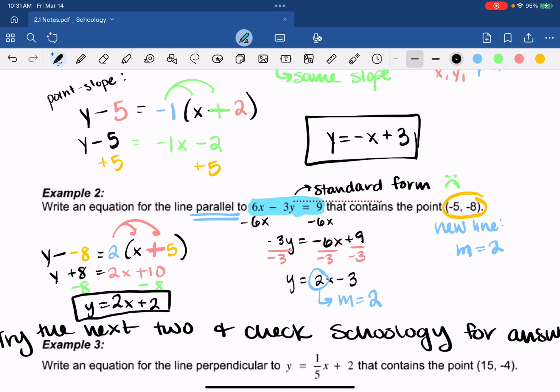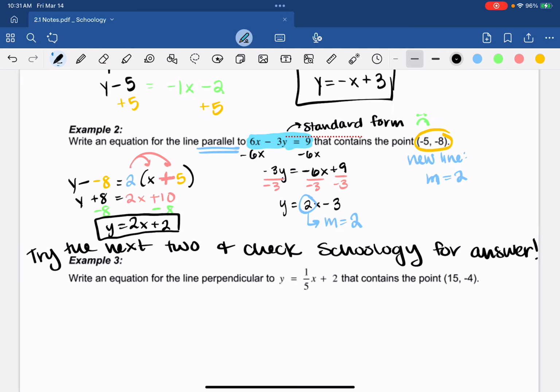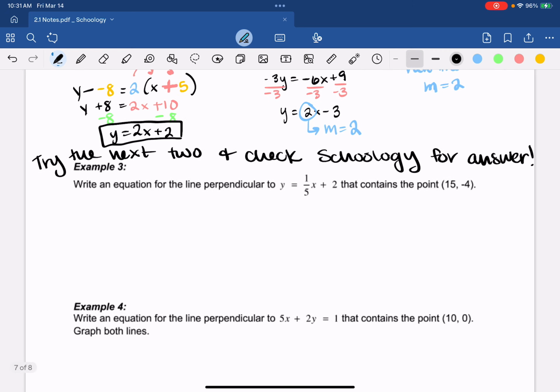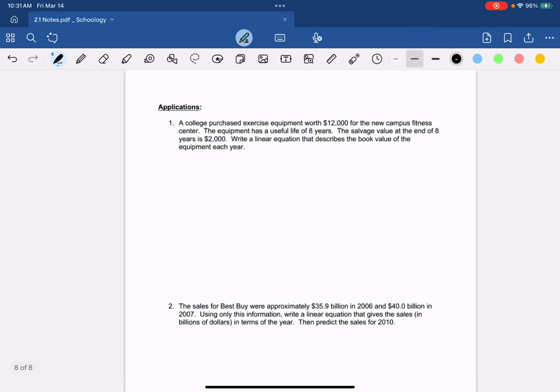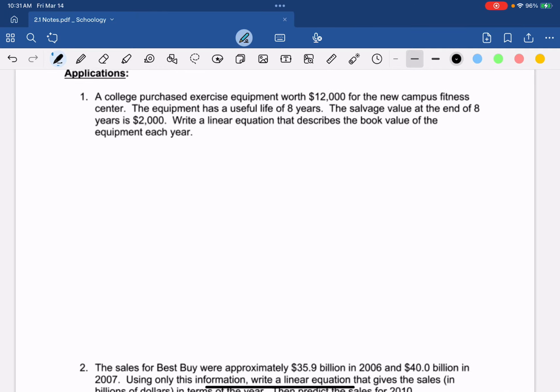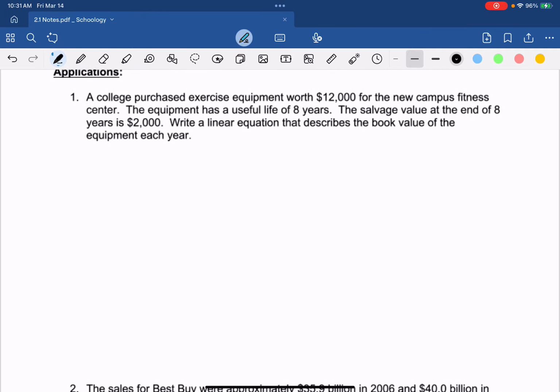Okay. All right, now the next two I'm actually not going to do in this video just for time purposes, but all the answers are in Schoology. So if you wanted to try this, you can go into the quarter 3 folder under Unit 2, and you'll find answer keys for these notes, and you can find your answers for example 3 and 4. The last problem that I'm going to do with you today is one of our application problems. I want you to try the other one on your own and check Schoology again.